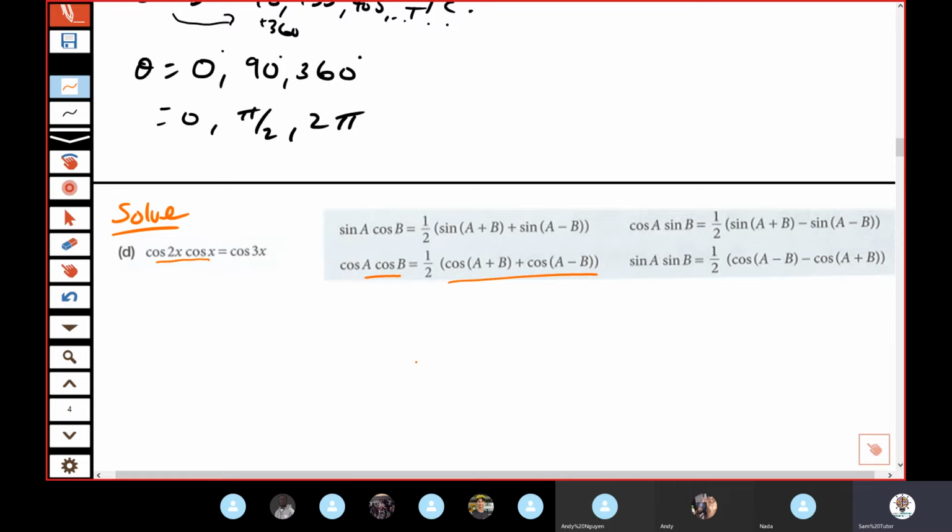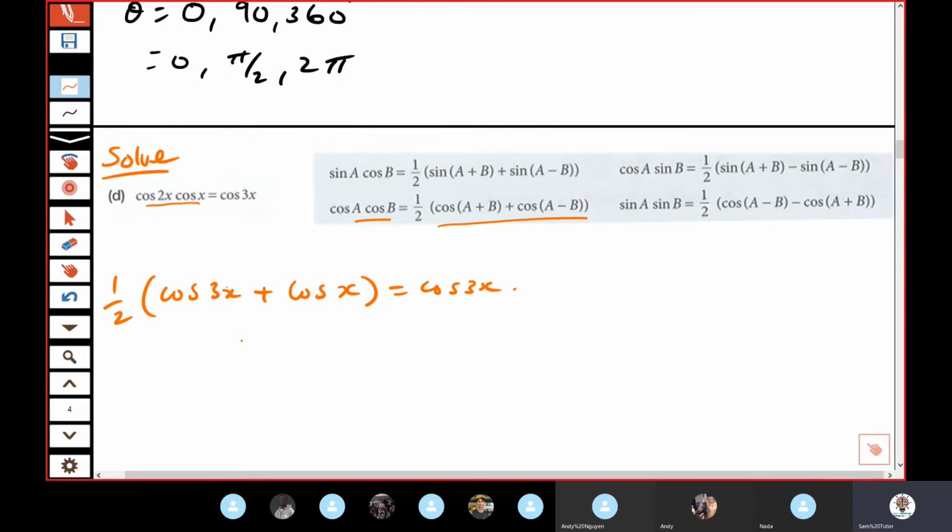As an answer, 3x, you're solving it. You're solving for x, right? So what you should have is, let me see the first line. Cos should be half bracket cos 2x plus x plus cos 2x minus x equals cos 3x.